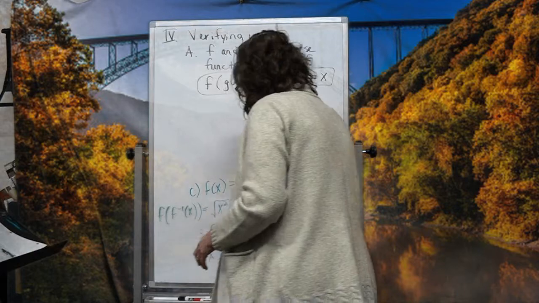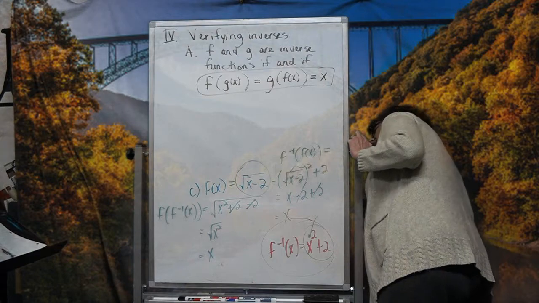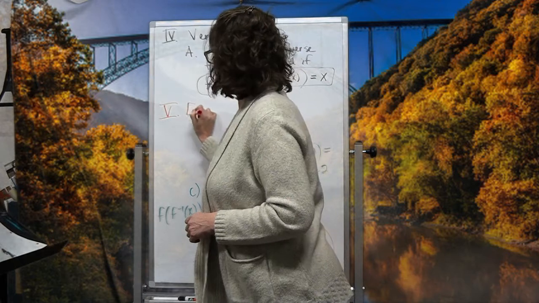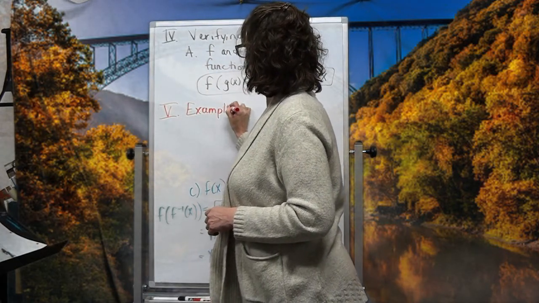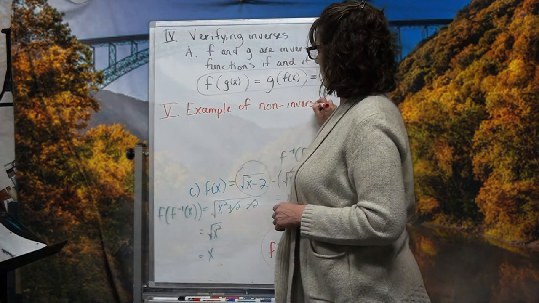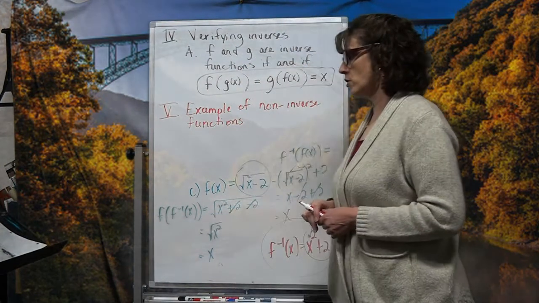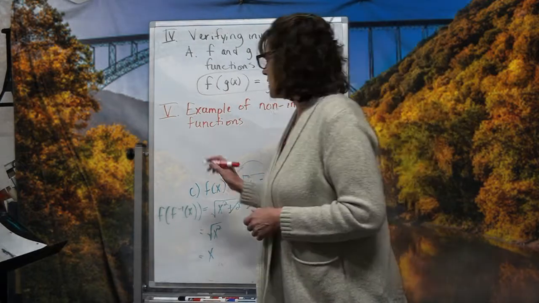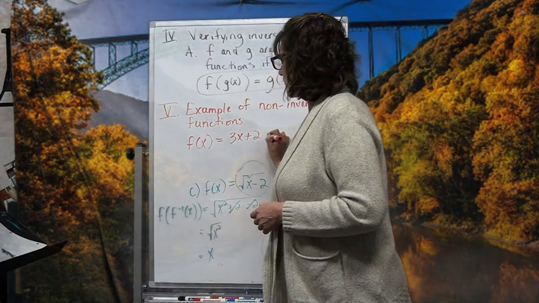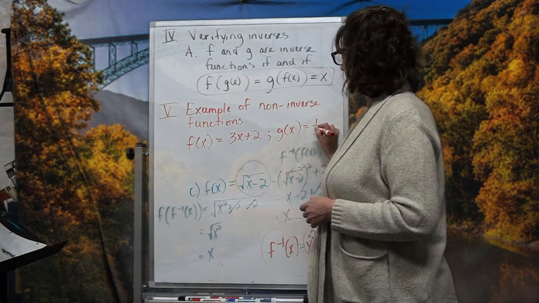So let's take this and we'll just call it 5. So an example of non-inverse functions. Because you may be thinking, well, from the looks of it, everything's going to be inverses of each other, because that seems to be happening all the time now. But let's take this case. F of x is 3x plus 2, and my g of x is going to be 1/3 x minus 2.